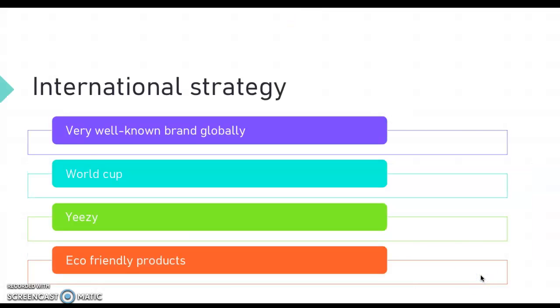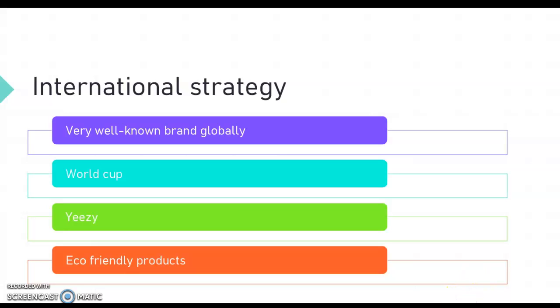Their international strategy, they're already a very well-known brand globally. So just keeping that intact, making sure that everybody around the globe knows what the brand is, what Three Stripes is, sharing the story and letting them know that this is a brand that creates quality product and delivers on time.